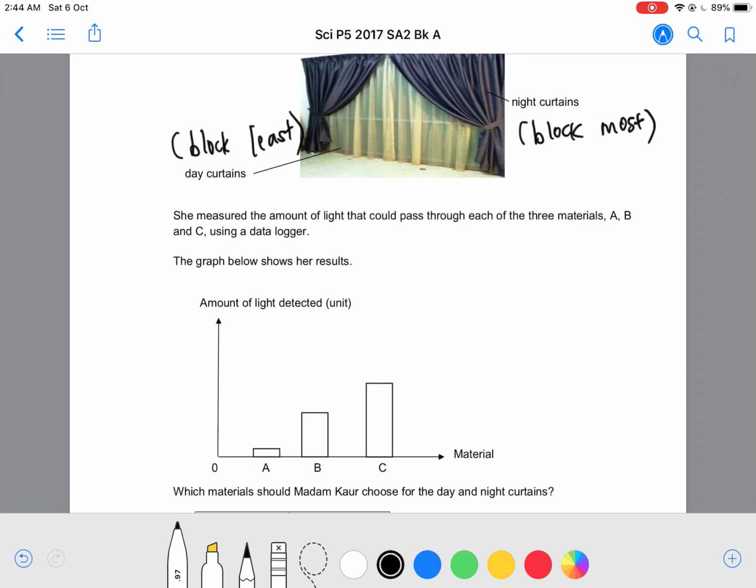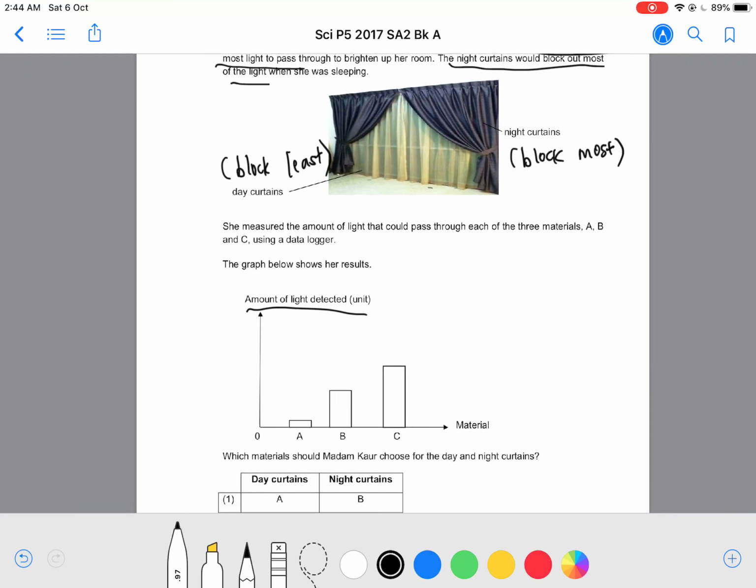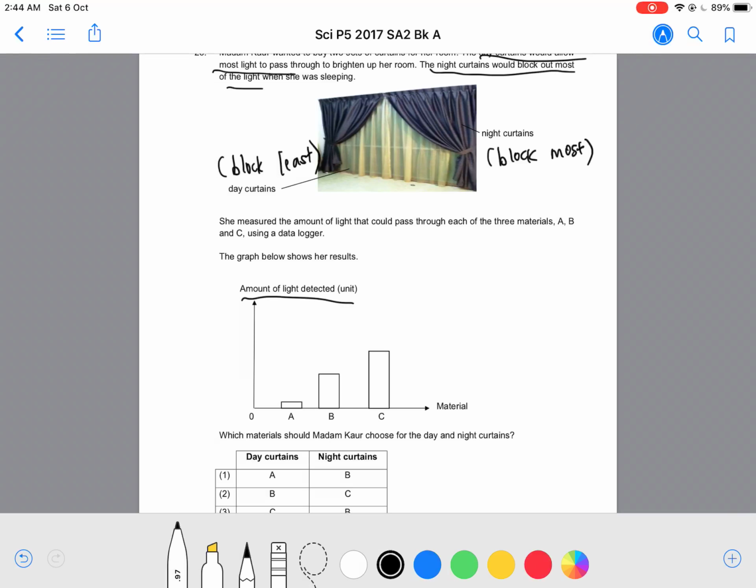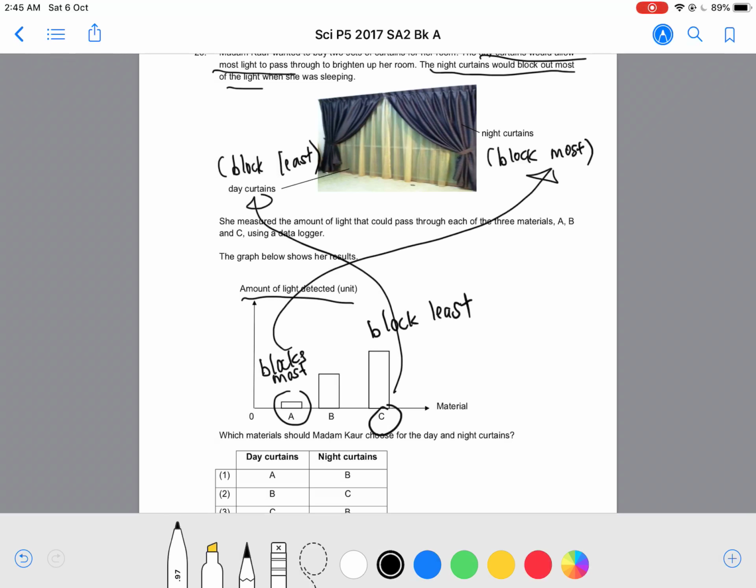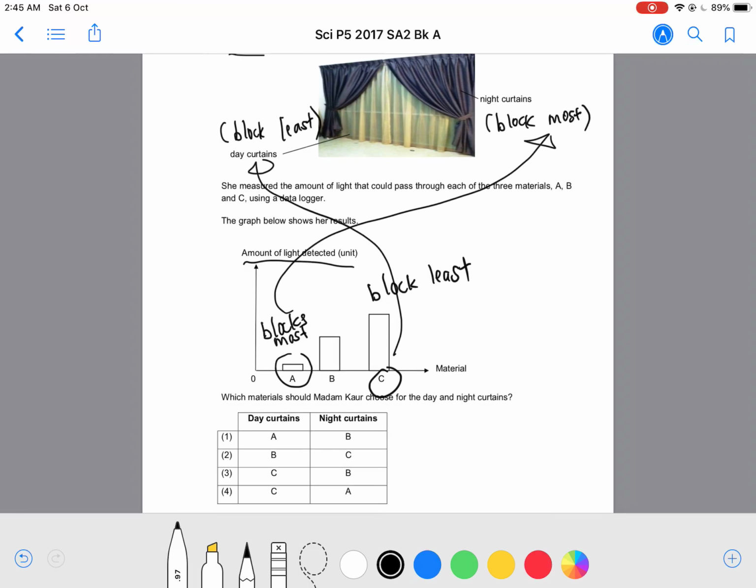Okay, so this is the amount of light detected. Which one will be good for making day curtain and night curtain? Now, if the amount of light detected is the lowest, that means it blocks the most, right? I'm making short notes. This one will be blocking the least. That means it allows most amount of light to pass through. So block the most, A will be very good for night curtain. Block the least will be very good for day curtain.